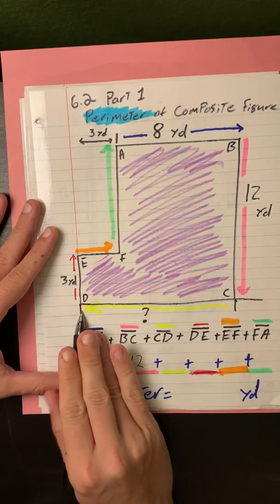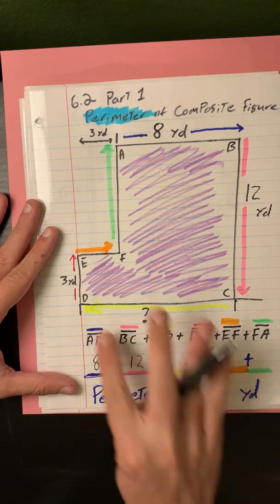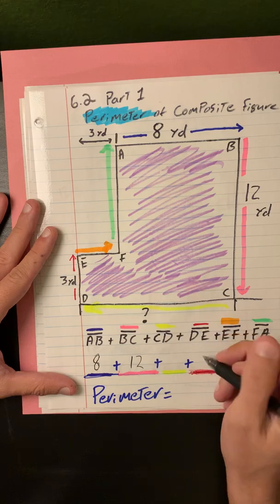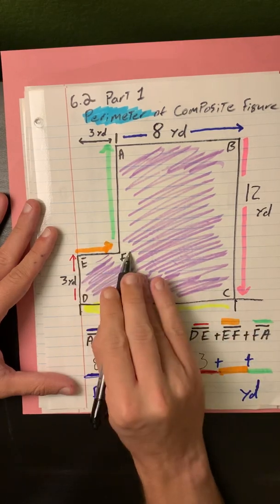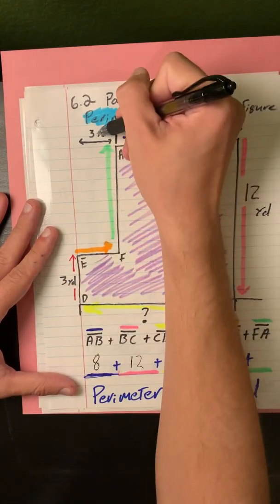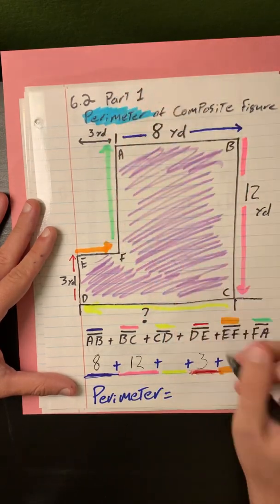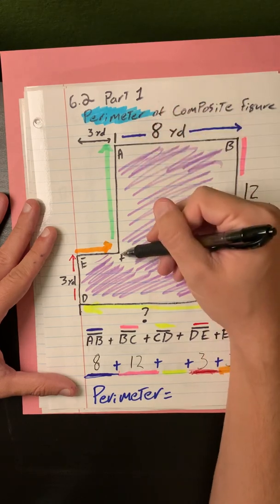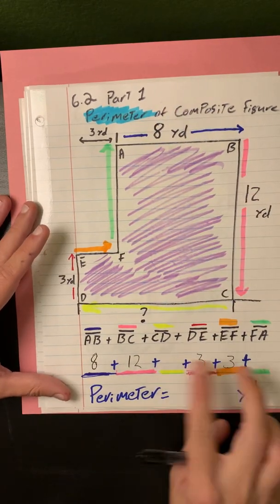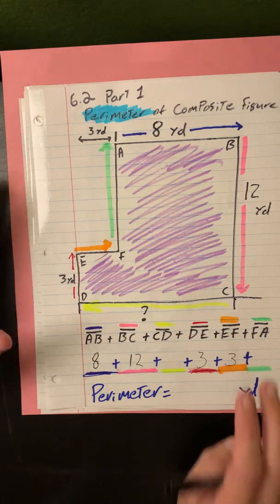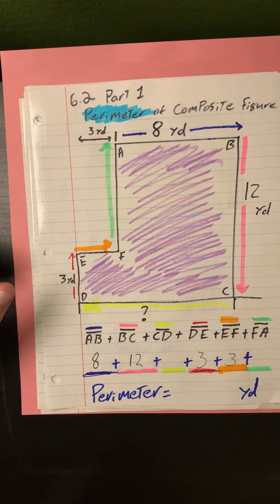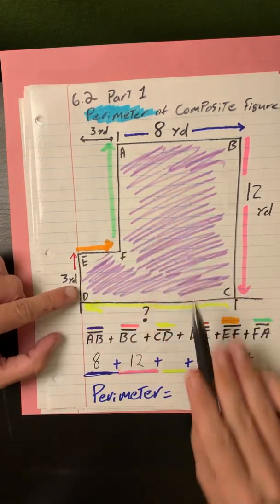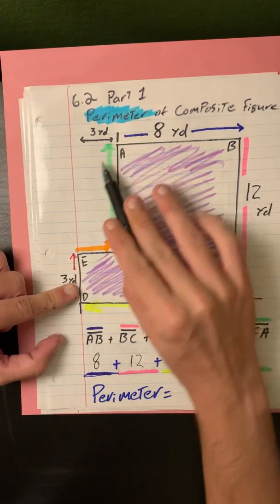C to D, I do not know yet, so I'm gonna leave that blank. I'm gonna skip to my red here, D to E, which is 3 yards. E to F, same as up top, that's 3 yards across. And my green line here, A to F, I do not know. So I need to figure out CD and FA. And we did this in the last lesson, figuring out unknown lines.